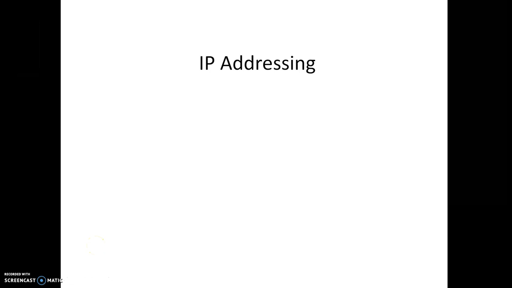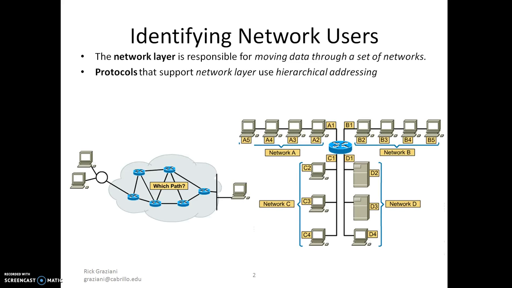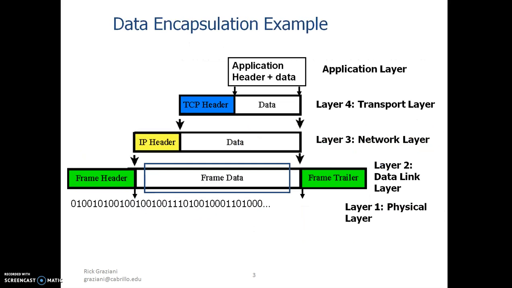Okay, now let's get to know IP addressing. As explained in the previous module, the network layer is responsible for moving data through a set of different networks, and the protocol that supports the network layer uses hierarchical addressing. So an IP address is the address that is used by network layer protocols.